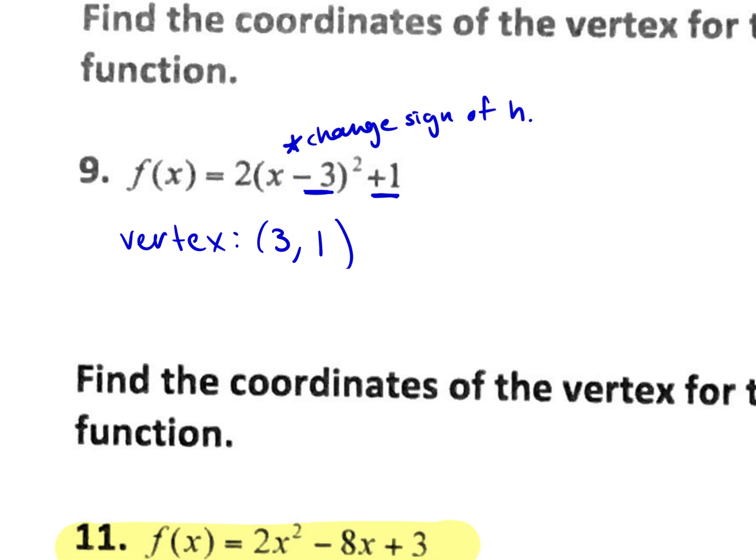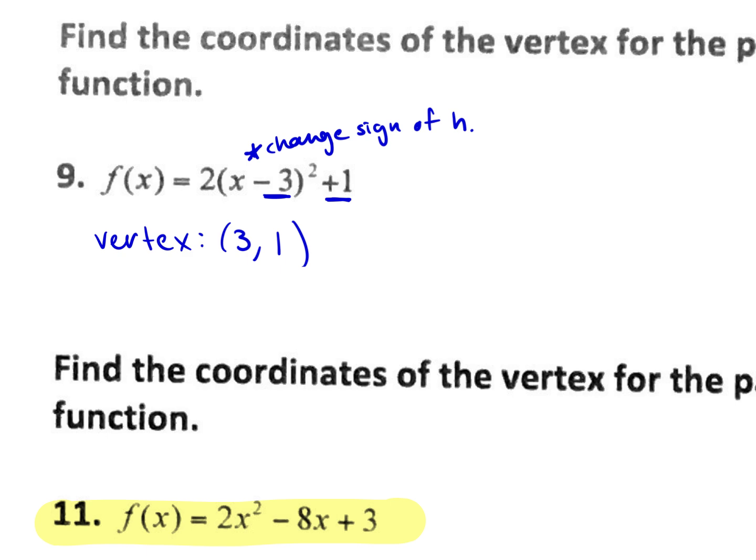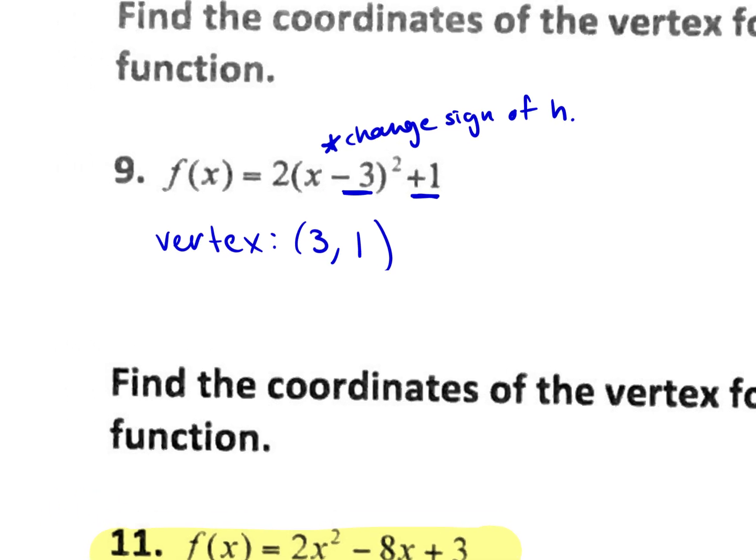So these questions are easy. When it's in vertex form, you can clearly identify your vertex. What would our axis of symmetry be, just for fun? X equals 3. Awesome. It's always the x from your vertex, but don't forget the x equals.